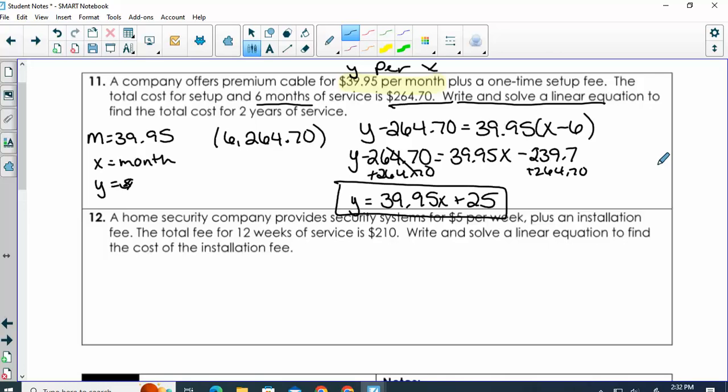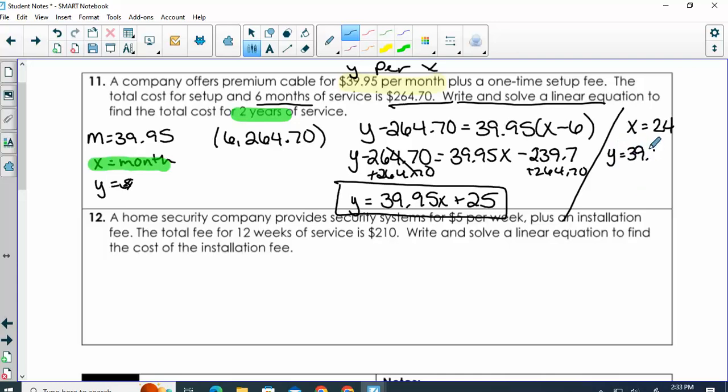Then we have to answer the next question. Write and solve a linear equation to find the total cost for 2 years. Okay, careful. If I'm talking about 2 years, is that my x or my y? x would have to be 24 because x is measured in months. 2 years is 24 months.